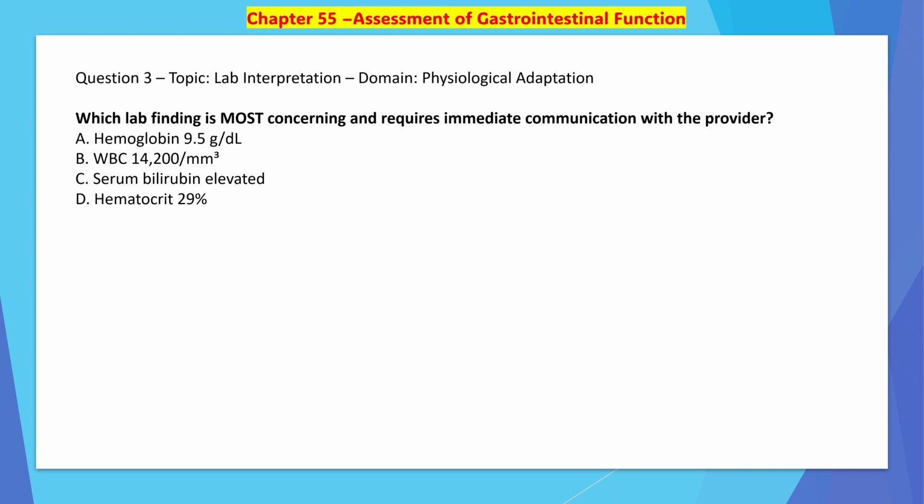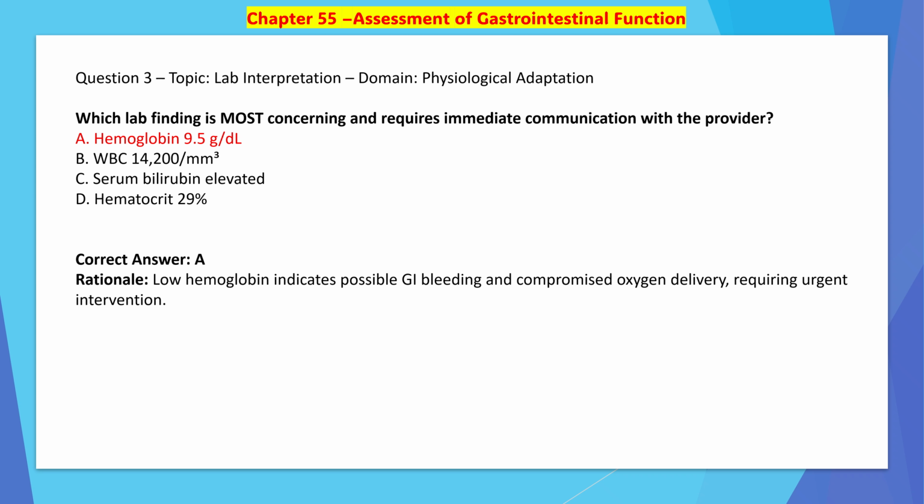Question 3. Psychosocial adaptation. Which lab finding is most concerning and requires immediate communication with the provider? Hemoglobin 9.5, white blood cell 14,200, serum bilirubin elevated, hematocrit 29%. Correct answer is hemoglobin 9.5 grams per deciliter because low hemoglobin indicates possible GI bleeding and compromised oxygen delivery requiring urgent intervention.